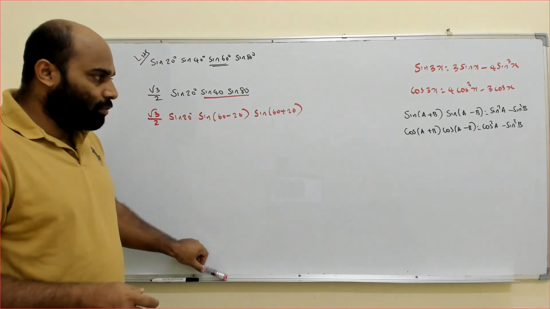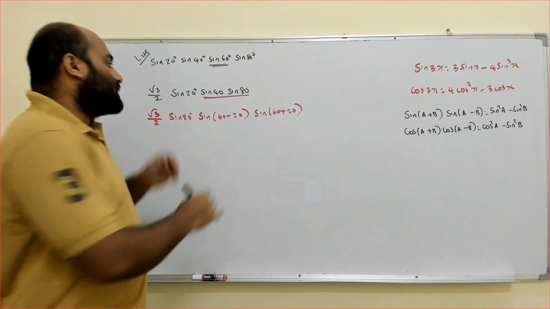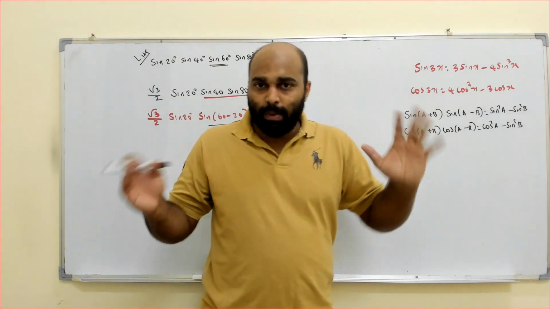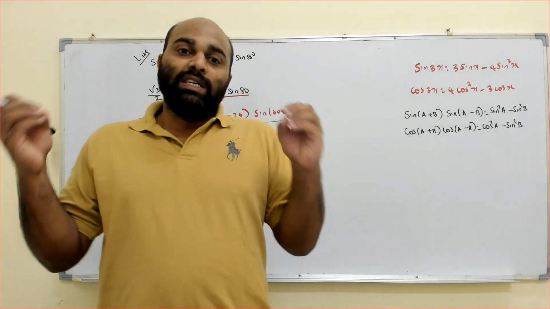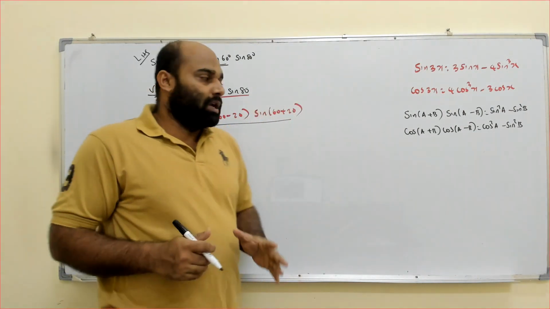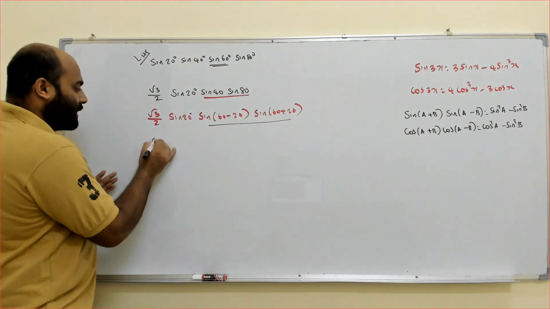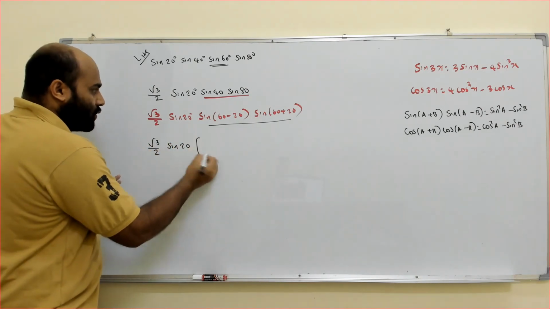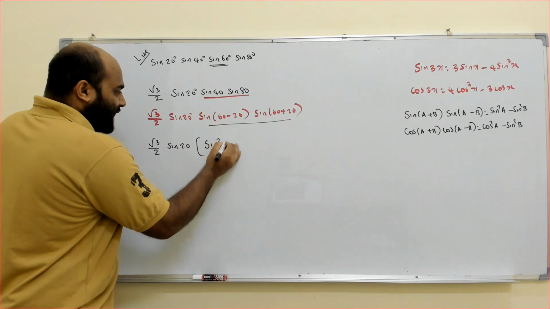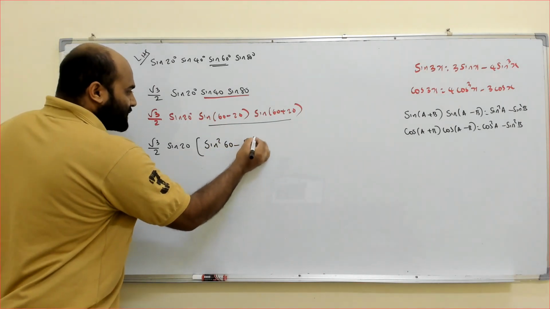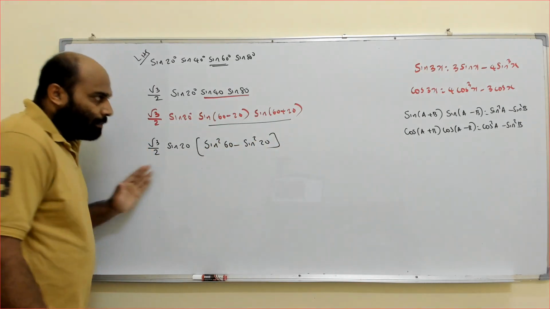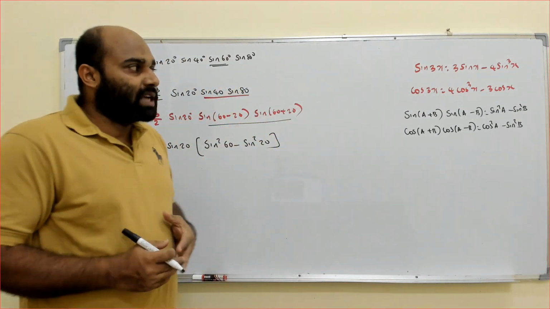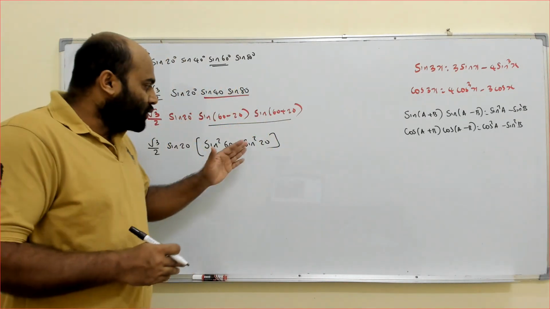Why I wrote this much? This step is very important. That's the important thing. Sin a plus b into sin a minus b, we have a result. Sin a plus b into sin a minus b is what? Sin square a minus sin square b. So this one can be rewritten as root 3 by 2 into sin 20 into sin square 60 minus sin square 20. Is it? Because sin a plus b into sin a minus b we have sin square a minus sin square b. So I wrote like this.